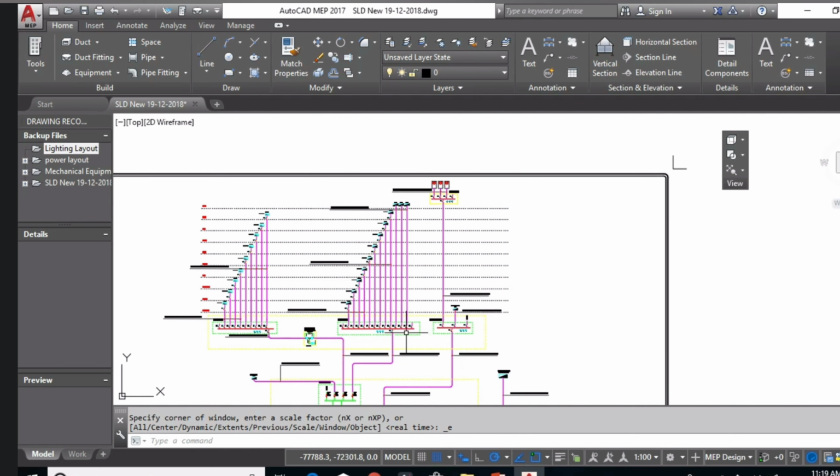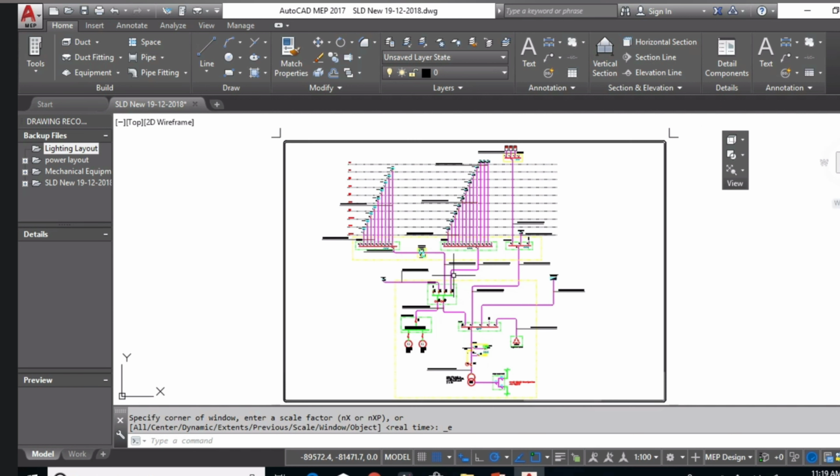I will attach this drawing. You can review it by yourself, and you can use it as a guideline for your next single line diagram design.